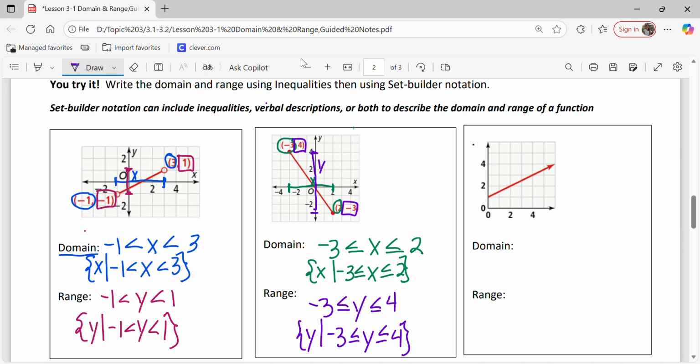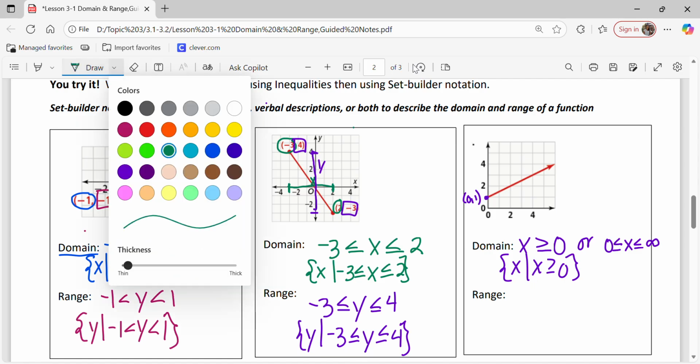Now these all had a start and a finish. This one has a start and it goes infinitely up forever. So this starts at 0, 1. So my domain here are all values of x that are greater than or equal to 0, or you can write it as 0 is less than or equal to x, less than or equal going up to the positive infinity. And then in set builder, all values of x such that x is greater than or equal to 0, or you can write the other one as well.